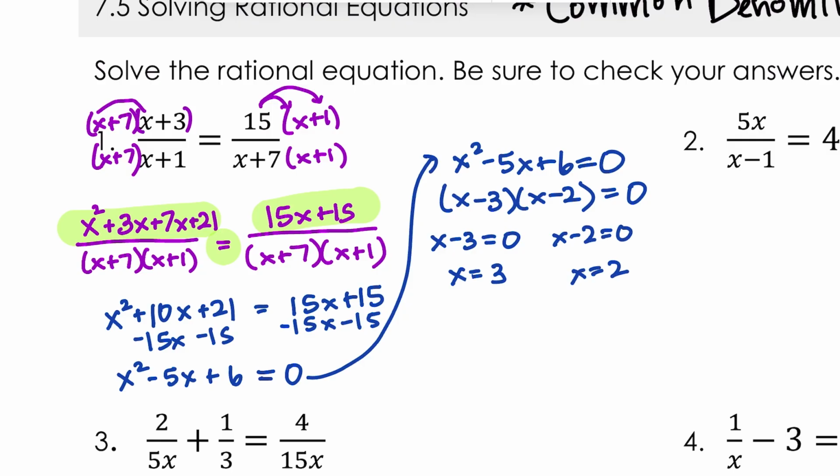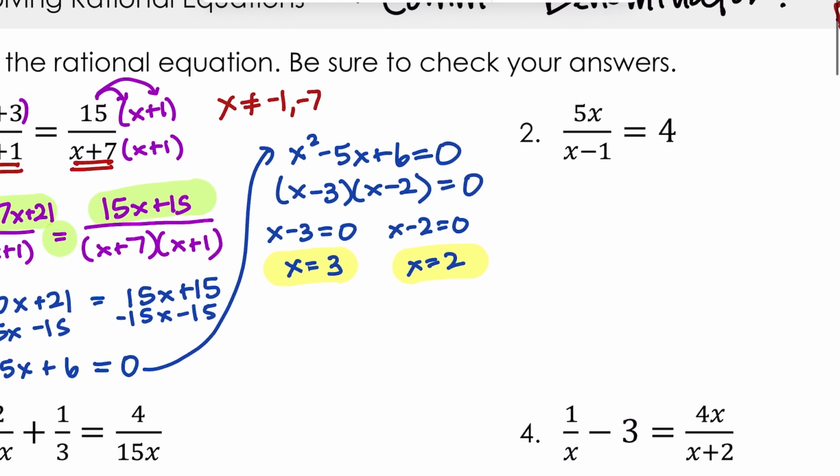And then we always want to check back, what were those domain restrictions? So initially, when we're looking at our denominators, x cannot be negative 1 or negative 7. So when I get positive 3 and positive 2, those are both good answers because they're not part of our domain restrictions. You could always do the domain restrictions right up front too. We'll do that on this next one.